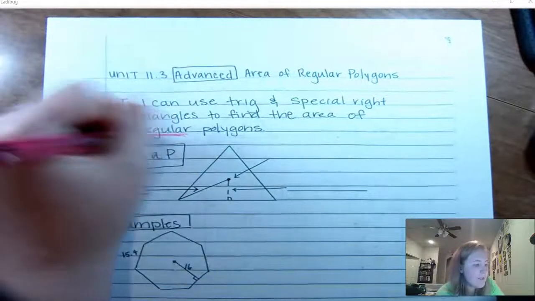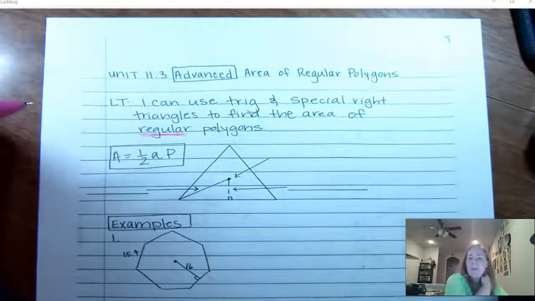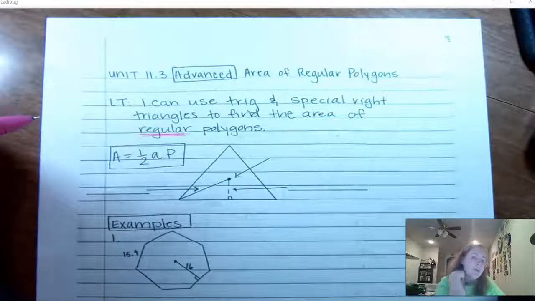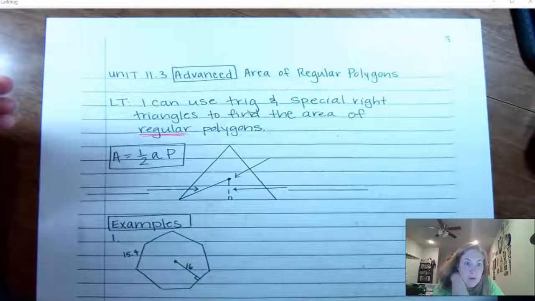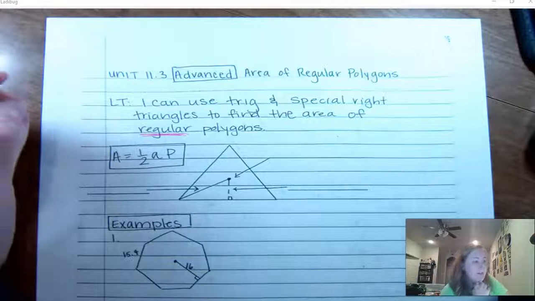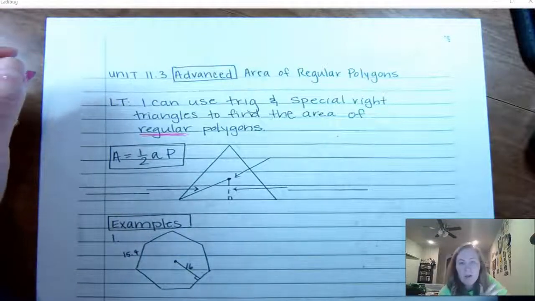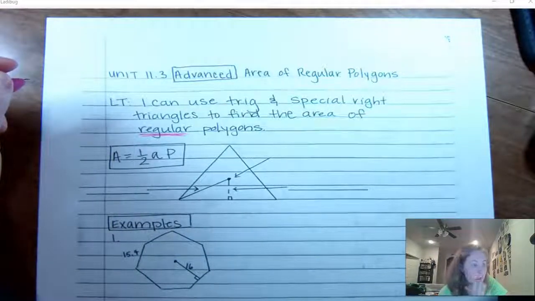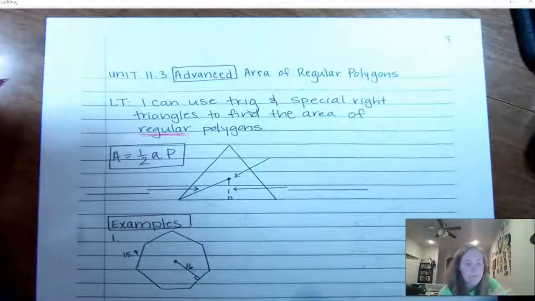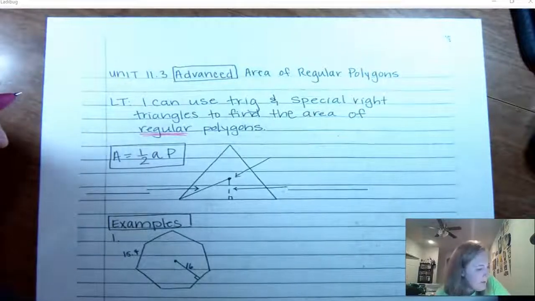Let's first of all make sure we remember what a regular polygon is. That means all of the sides and angles in the polygon are the same. They're all congruent to each other. So if you have an octagon and one of the sides is 8, that means all of the sides are going to be 8. Okay?